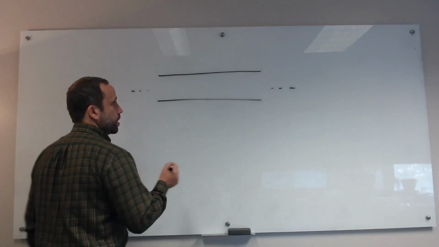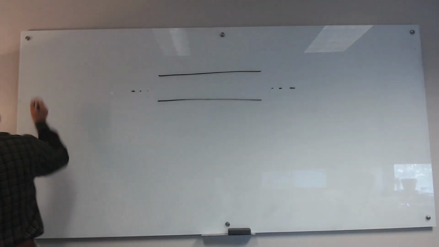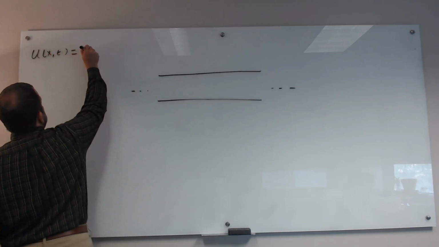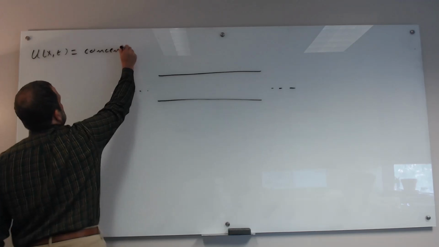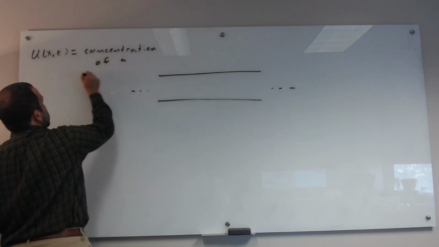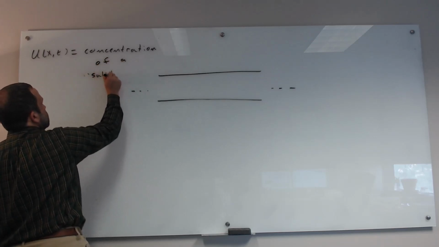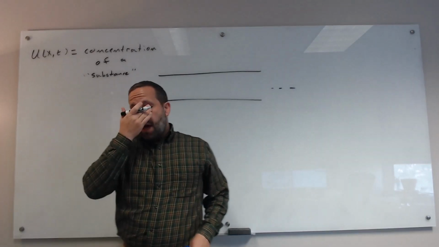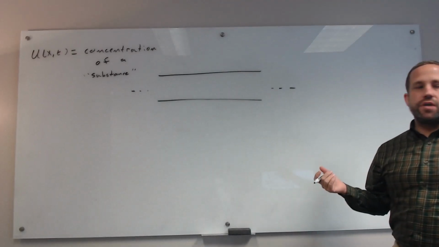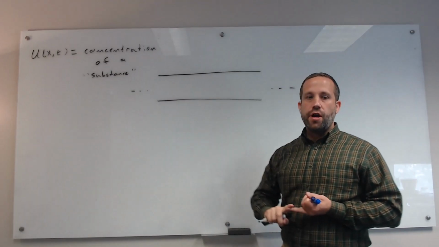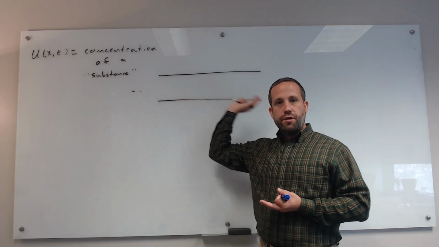So u of x, t is equal to the concentration of a substance, whatever that substance may be. And for right now, it could be any type of substance at all. It could be dye flowing in a water pipe. It could be pollution flowing down a river. It could be the number of cars per mile.